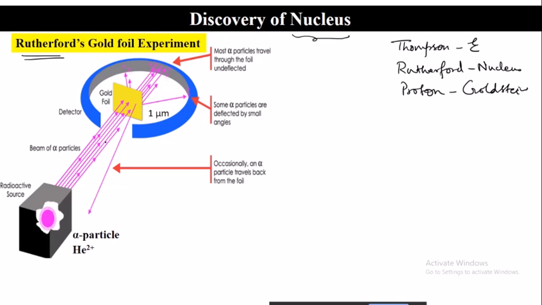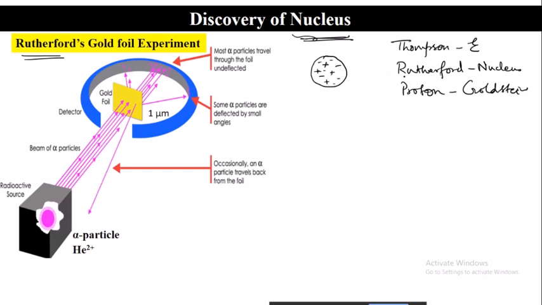Now, the discovery of the nucleus. Before it, scientists believed that the atom, how it is looking like a plus and minus charge, everything was some kind of plum pudding model, meaning that they are all mixed together. Something like this was what they were imagining at that time.